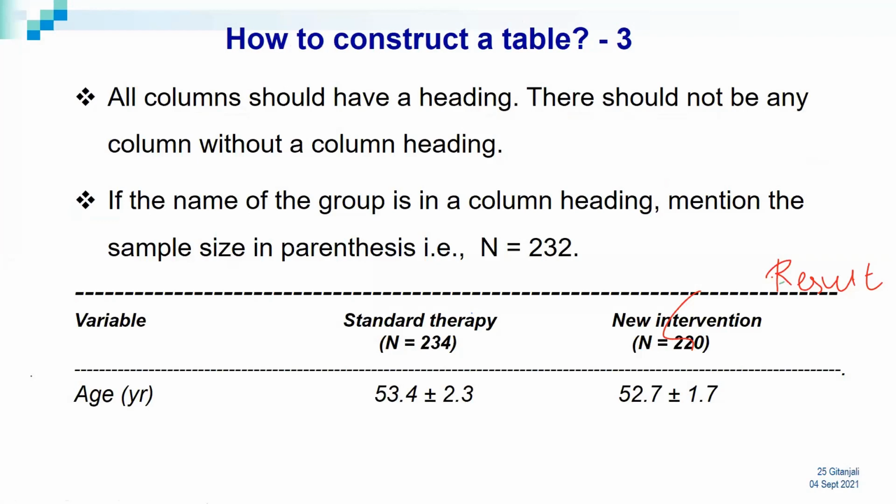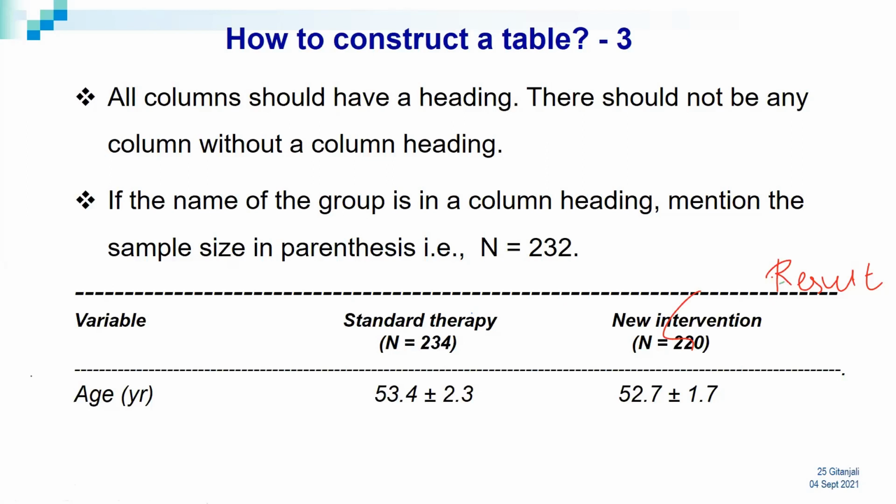How to construct a table number 3. All columns should have a heading like this. These are the column headings. Of course, this is the stub. This is the column headings. And there should be no column without a column heading. Don't have columns without a column heading. If the name of the group is a column heading, mention the sample size in parentheses. So like this is standard therapy, new intervention. Therefore, you have to give the sample size in parentheses, N is 234. This is the same thing which they have also given in NEJM.